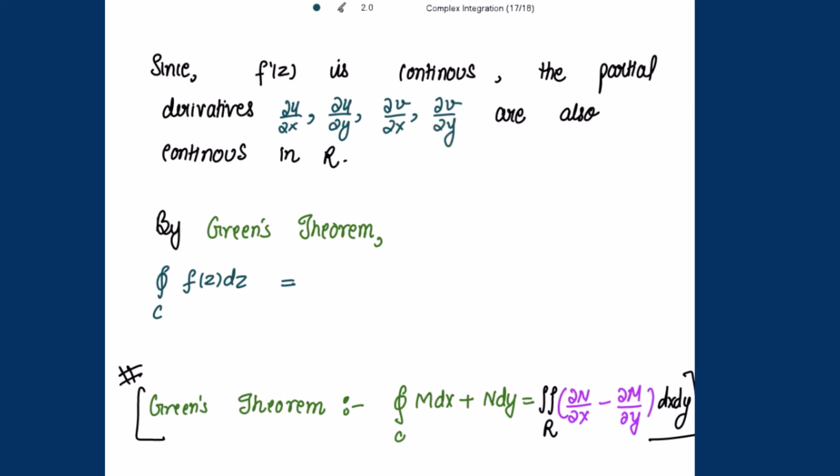Now what is Green's theorem? Green's theorem is written over here. The closed integral over C of M dx plus N dy is equal to the double integral over R, taking the partial derivative of N first with respect to x minus the partial derivative of M with respect to y. So this is (∂N/∂x minus ∂M/∂y) dx dy.